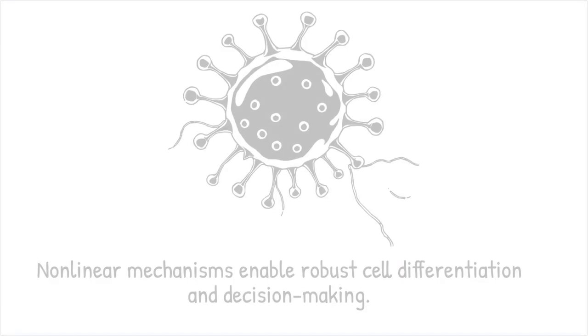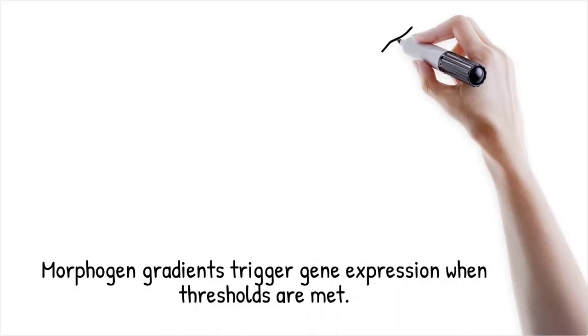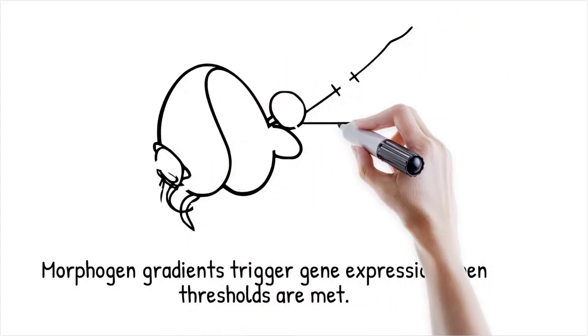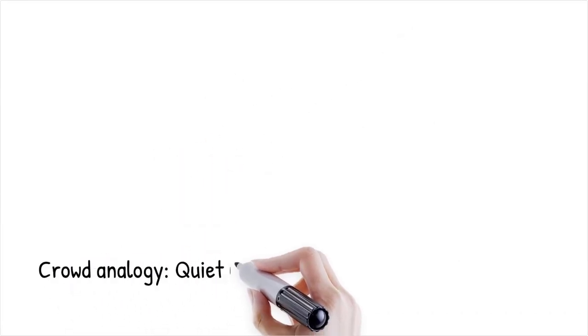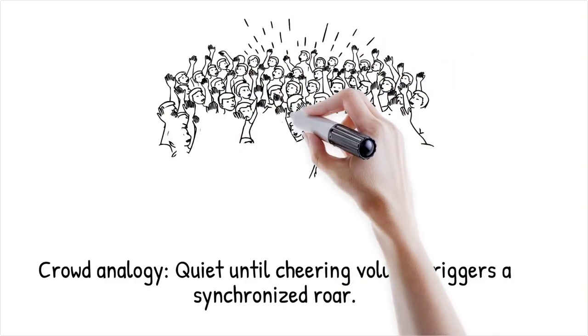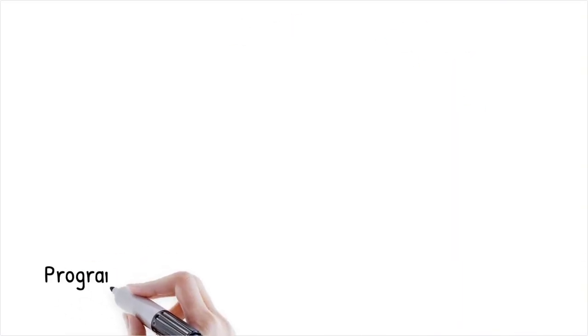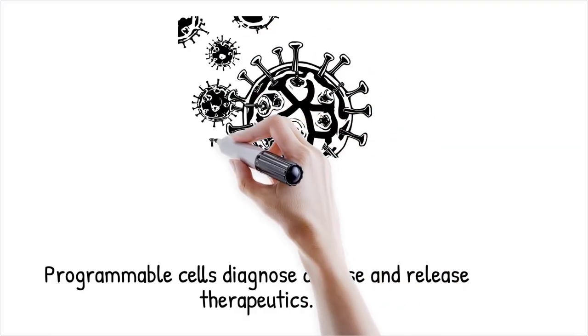In embryonic development, morphogen gradients trigger gene expression cascades only once a critical concentration threshold is reached. It is like a crowd that remains quiet until the cheering reaches a certain volume, then erupts into a synchronized roar. Harnessing molecular computation opens the door to programmable cells that can diagnose disease, release therapeutics, or produce valuable compounds on command.